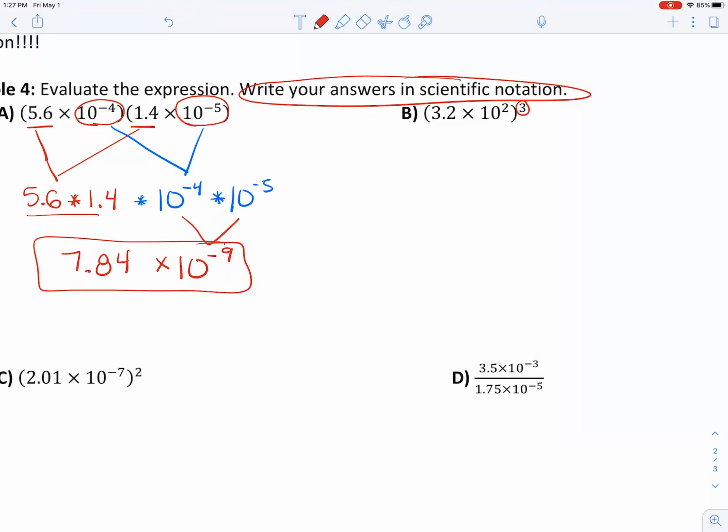Okay, in letter B, we've got an exponent here outside the parentheses. So really what this is saying is I distribute that exponent through. So it's like saying 3.2 to the 3rd power times 10 squared to the 3rd power. Okay, if I take a calculator, 3.2 to the 3rd power is 32.768. Now, 10 squared to the 3rd power, if you remember, what happens here is I multiply those two exponents. So this will actually become times 10 to the 6th power.